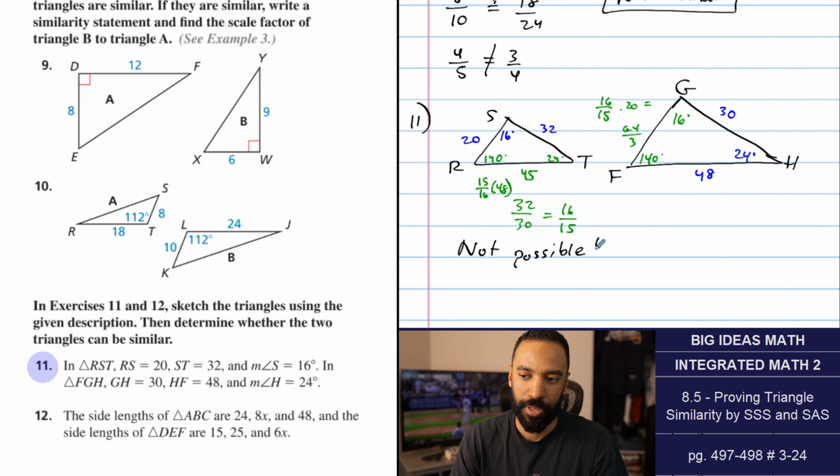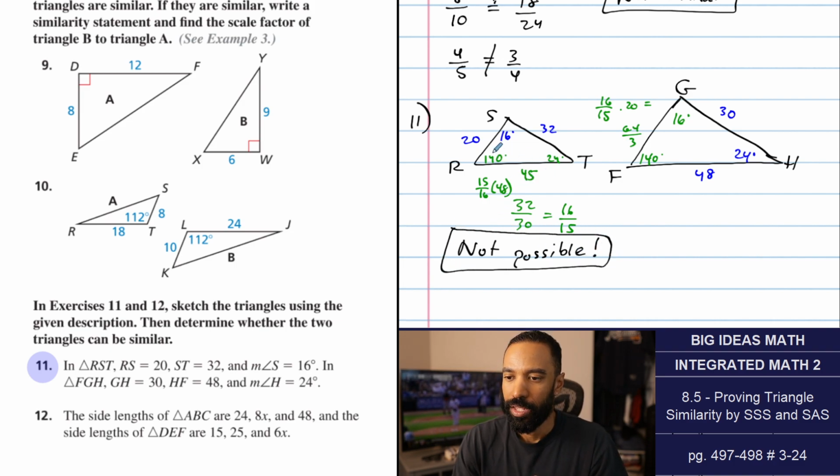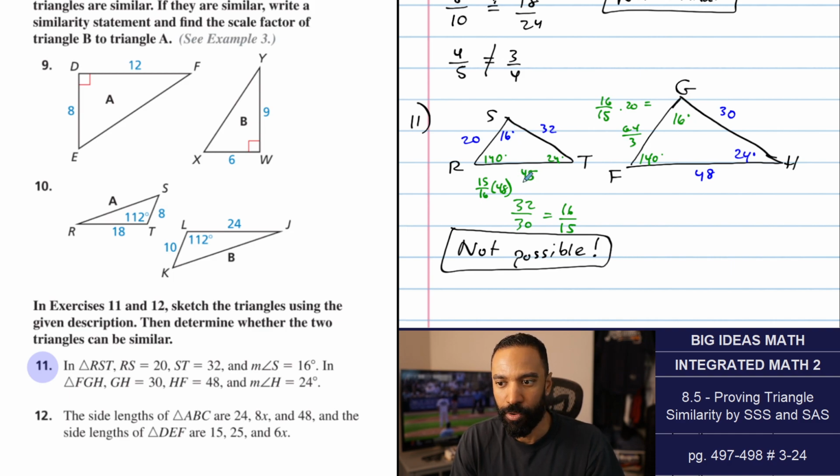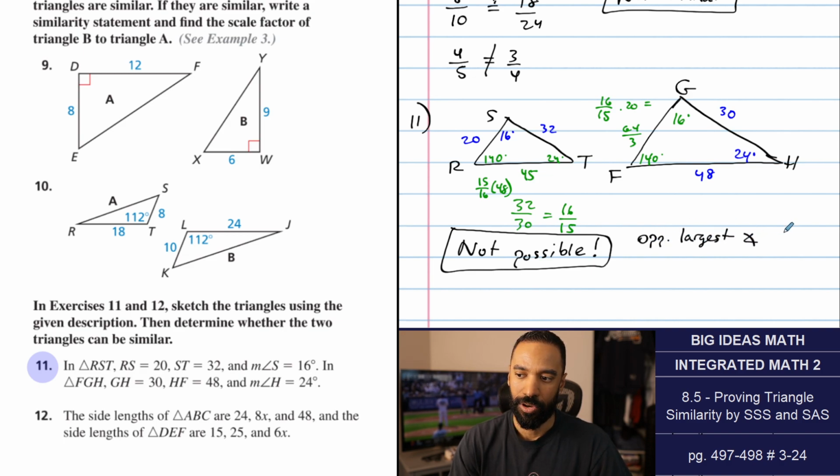They don't ask me to explain why, but I'm going to explain to you why now that I just said all that. 140 is the biggest angle measure, so 32 has to be the longest side, but it's not. And 16 is the smallest angle, 45 would have to be the longest side, so it's not. Opposite largest angle isn't longest side.